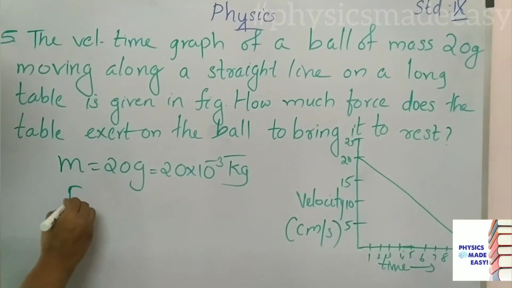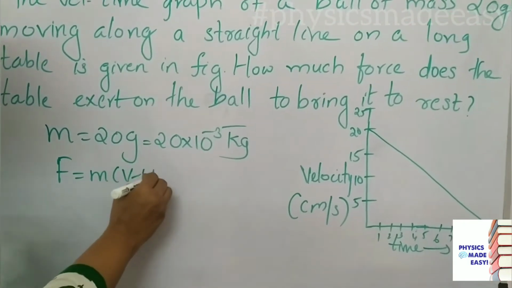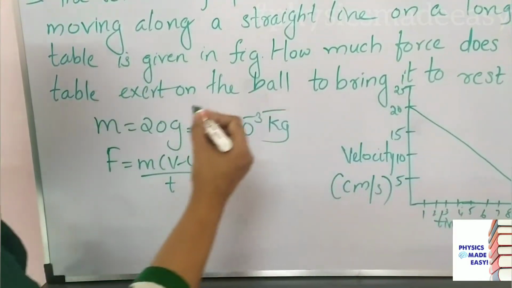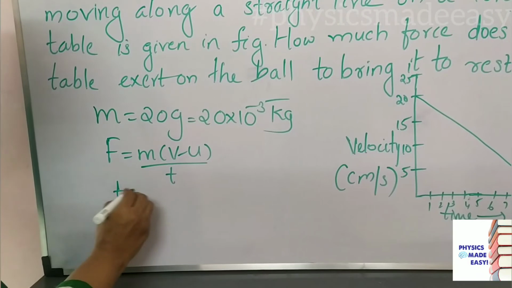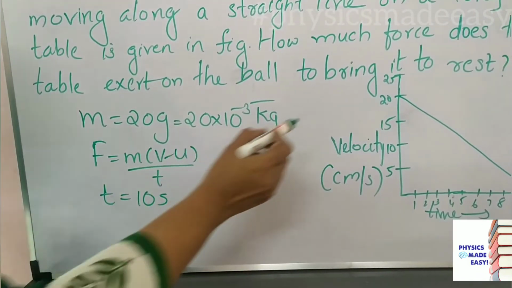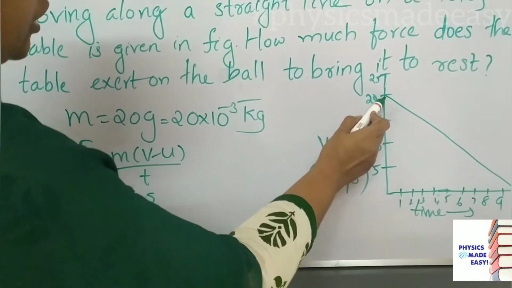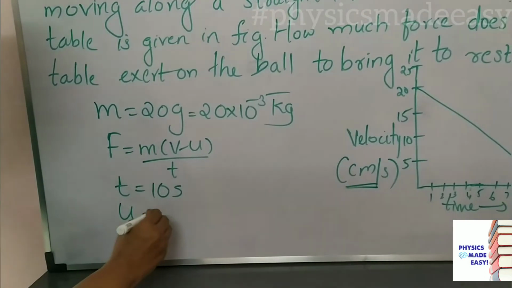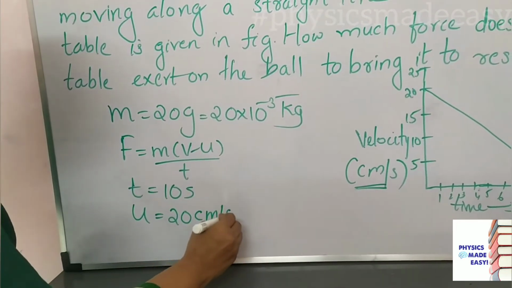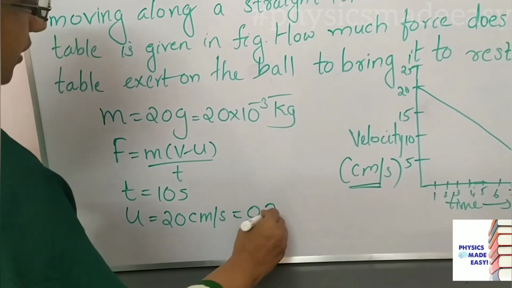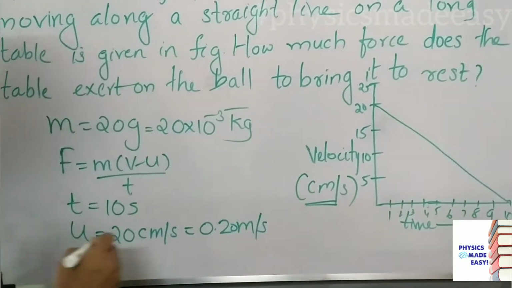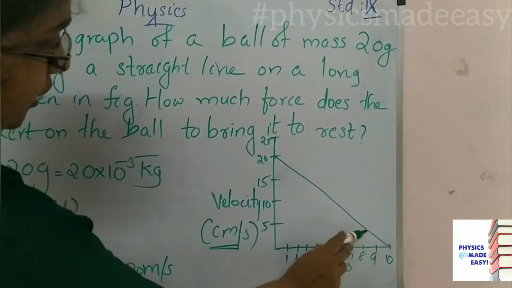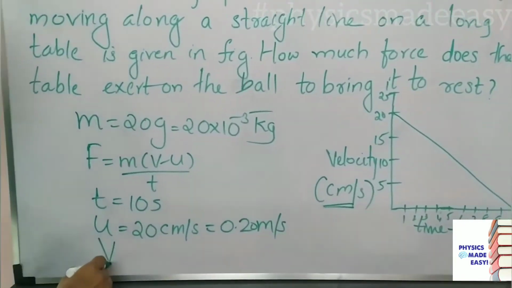We know our equation is F is equal to m into (v minus u) by t. Mass is there, then v, u and t we can write from the graph. So here time is given as 10 seconds. Then the object is starting with velocity 20. Here you can see its unit written as centimeter per second. So u is equal to 20 centimeter per second. This you can convert into meter, then 0.2 meter per second. Then what is the final velocity? The ball is stopped. So here also you can see the final velocity is 0, v is equal to 0.